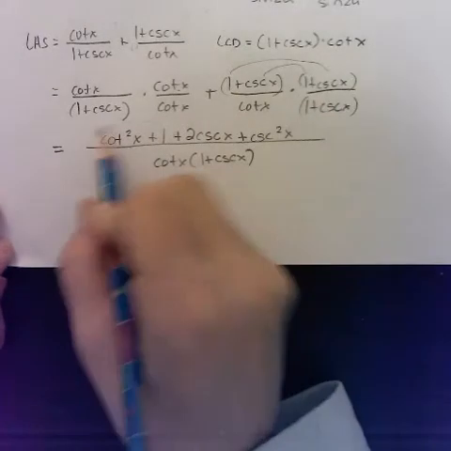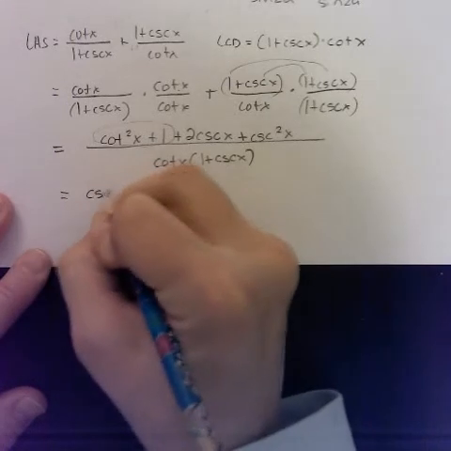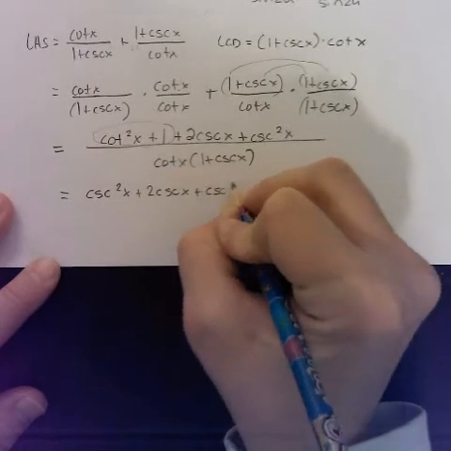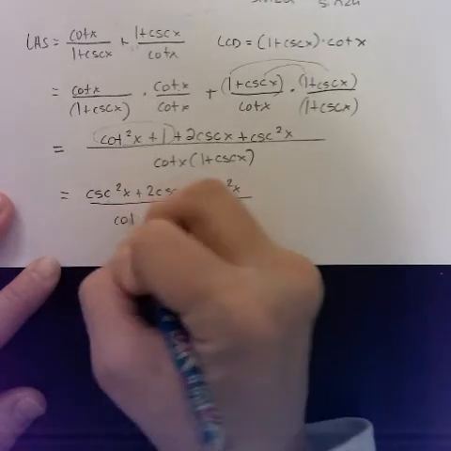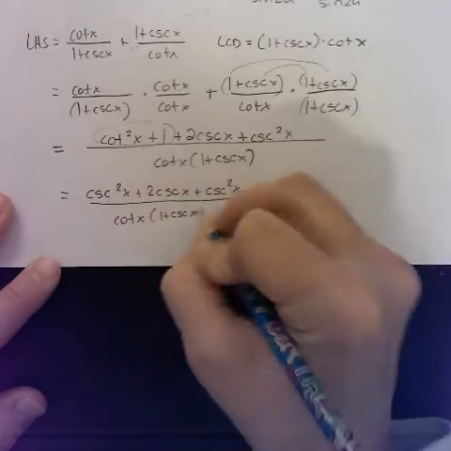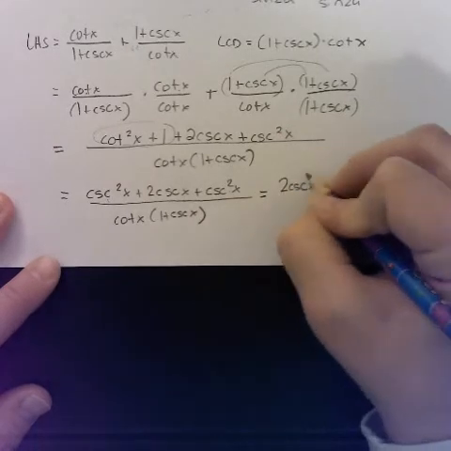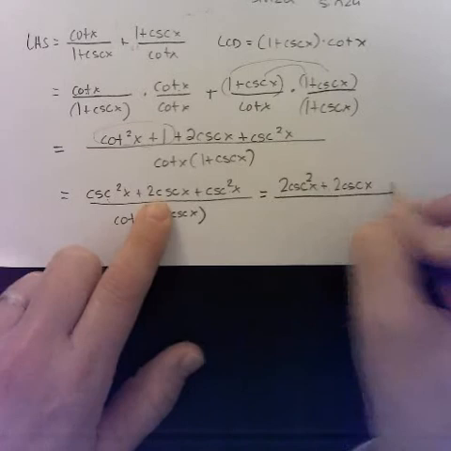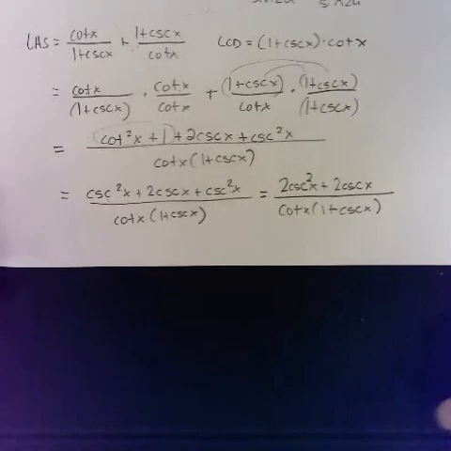this here is an expression in one of the Pythagorean identities. That cotangent squared x plus 1 is cosecant squared x. And that is nice because there's lots of cosecant x's up here, so I get, these two are like terms. So I've got 2 of these. 2 cosecant squared x plus 2 cosecant x over cotangent x times 1 plus cosecant x. Kind of running out of room. I'm going to write smaller.